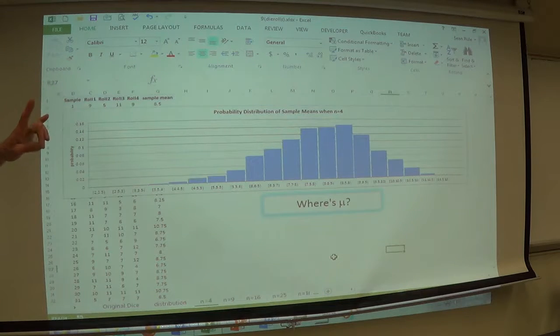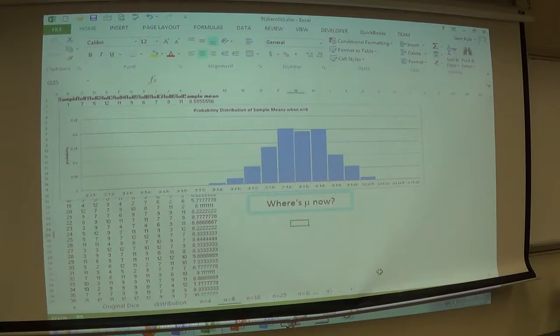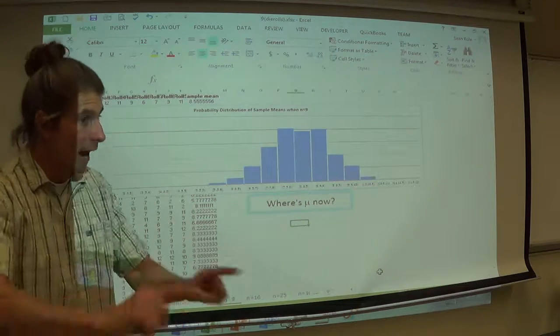Now, I never would have asked you guys to do this in class, but what happens if you sample 9 at a time instead of 4 at a time? So this, instead of, you guys roll the dice 4 times, right? And then averaged 4.